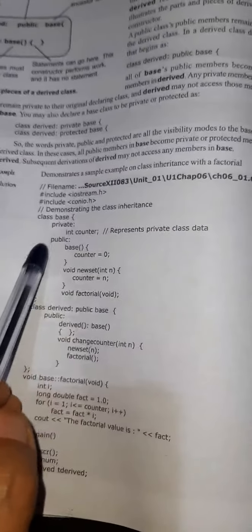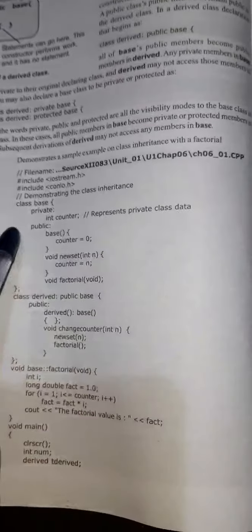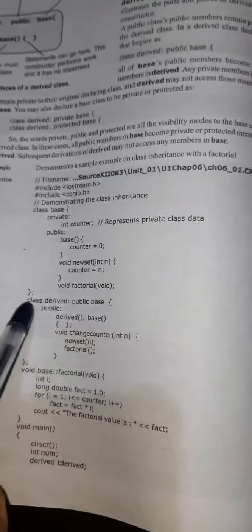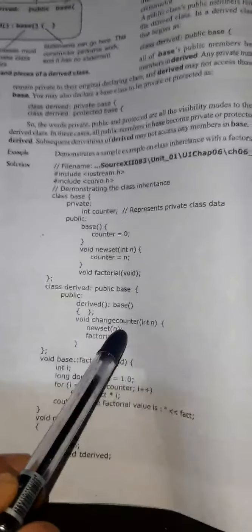If it is made public, public members can be inherited as public. And if it is protected, then when the derived class inherits that, it will remain as protected.